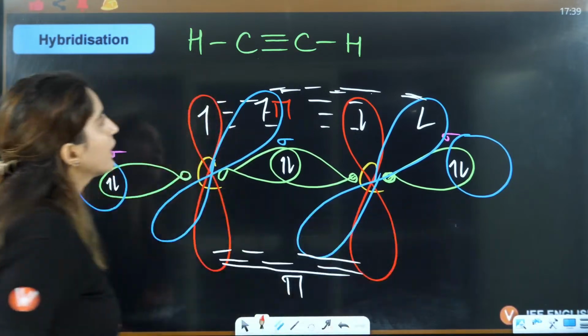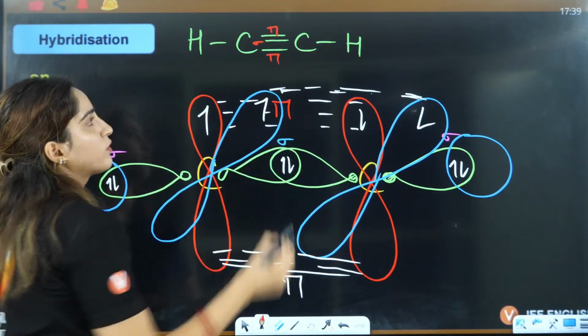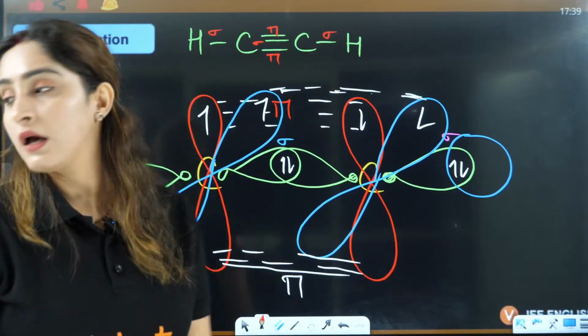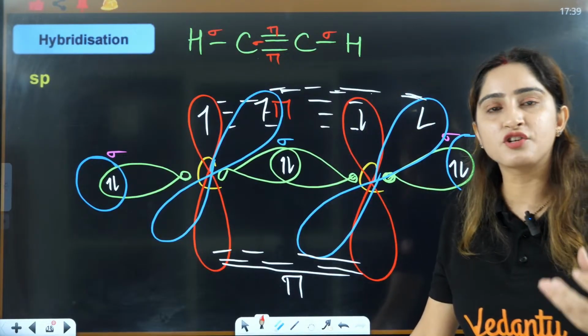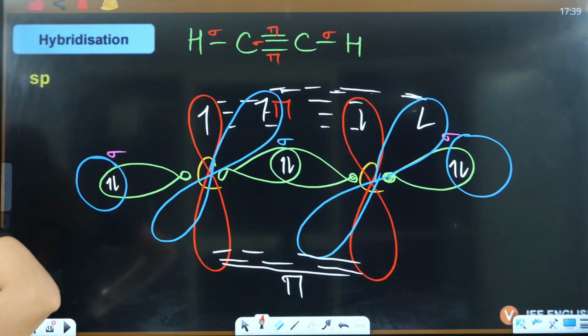That is why in this you have one sigma and two pi bonds. This is sigma and this is also sigma. So that is the structure of hybridization for sp hybridized orbitals.